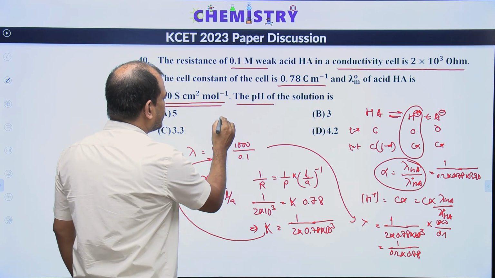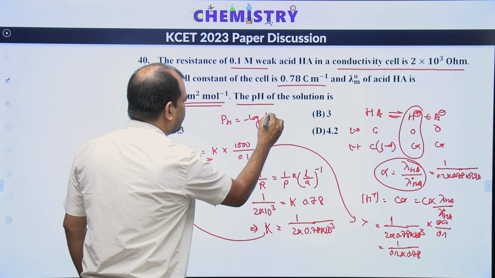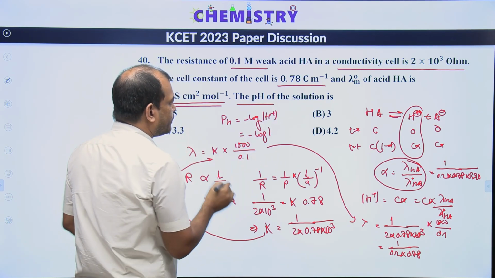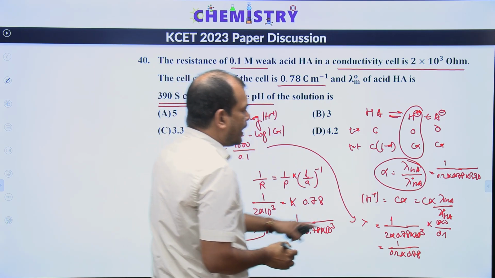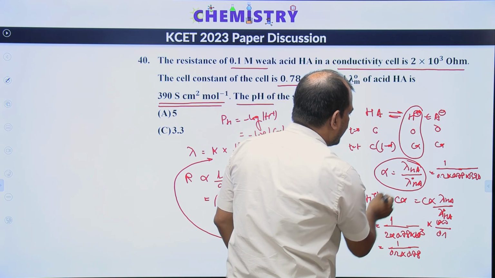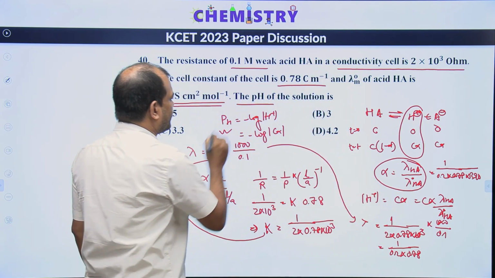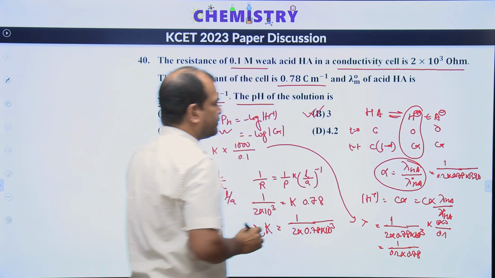Now, the question is asked about the pH. And what is the pH? pH is equal to minus log of H plus concentration, that means minus log of C alpha. And the alpha value we already calculated. Once you put this alpha value here, then you can find out what the pH value will be. And the answer coming for it is 3.